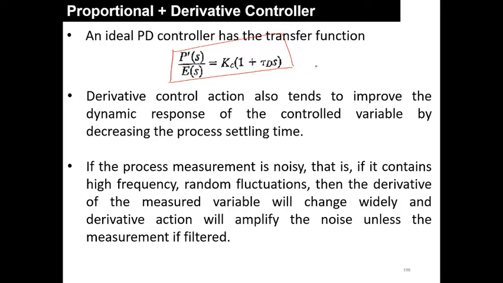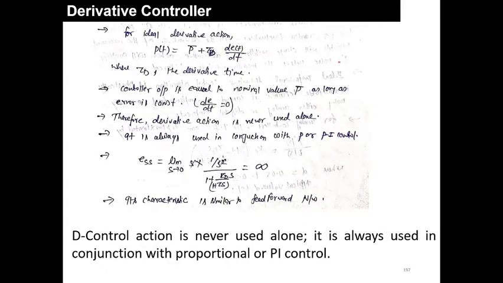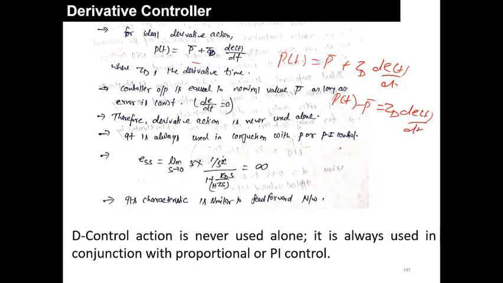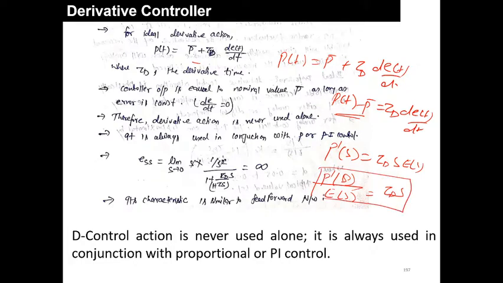As you know, it is nothing but the proportional plus derivative. So we can write the transfer function. You can see here. This is the derivative controller. P(t) is equal to p bar plus tau d into de by dt. So P(t) minus p bar is equal to tau d de by dt. When you take the Laplace, it becomes tau d s E(s). So the transfer function becomes P'(s) upon E(s) is equal to tau d s. This is the transfer function for the derivative controller.